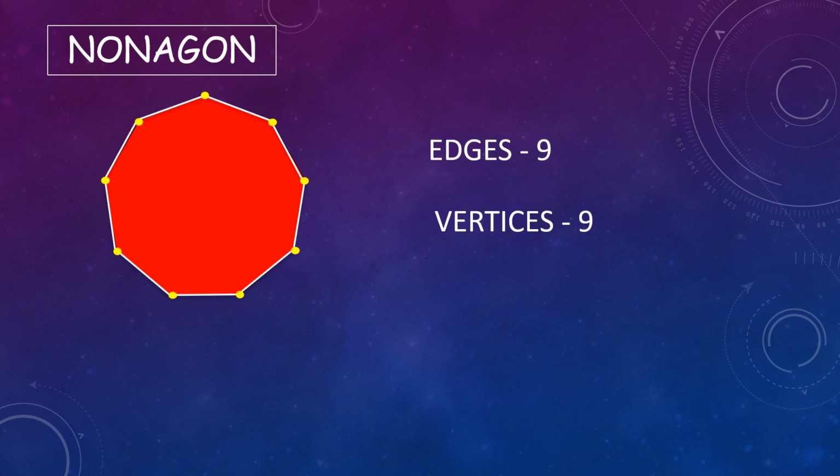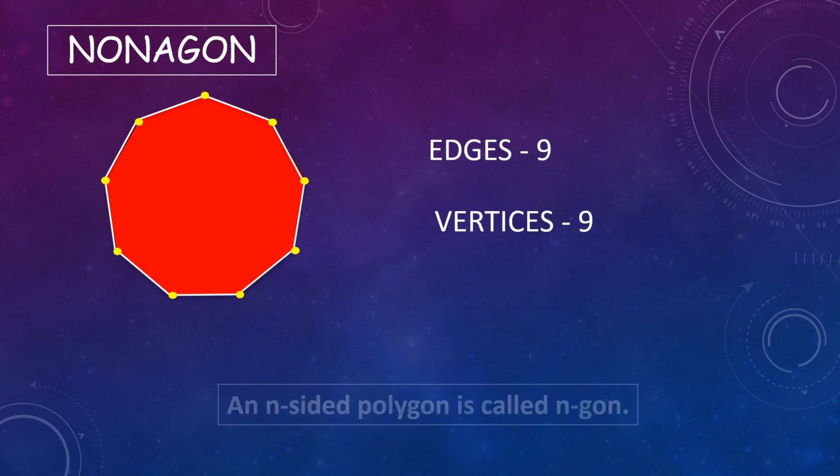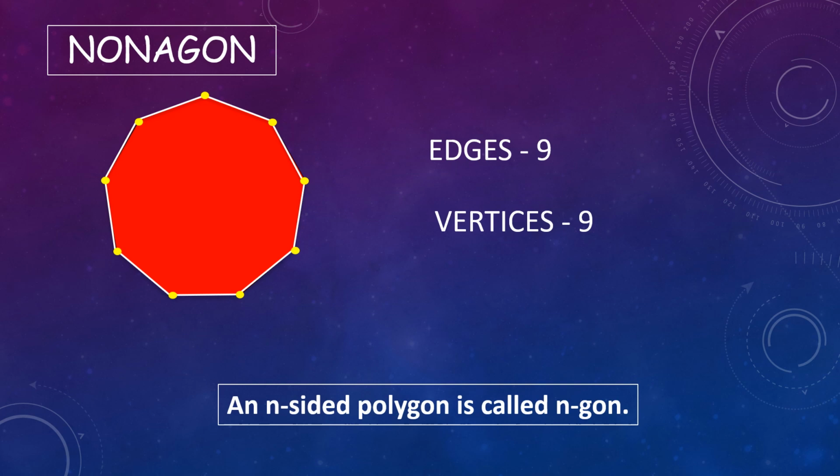So instead of doing all these, we can just keep it as an n-sided polygon is called n-gon, because after nonagon we have some more polygons like decagon and so on. So we can say an n-sided polygon. Let us take an example of octagon. An 8-sided polygon is called octagon. Like that, an n-sided polygon is called n-gon.